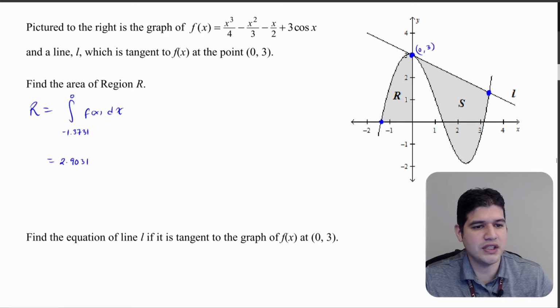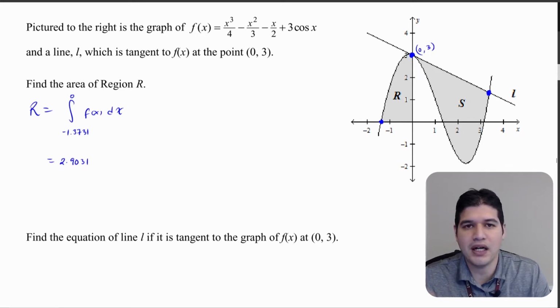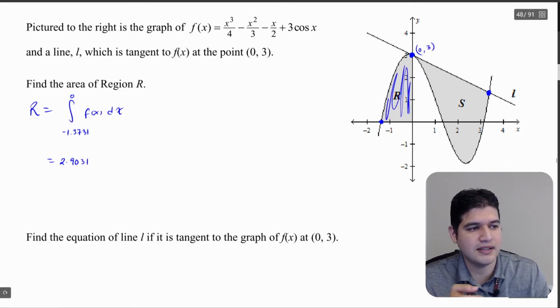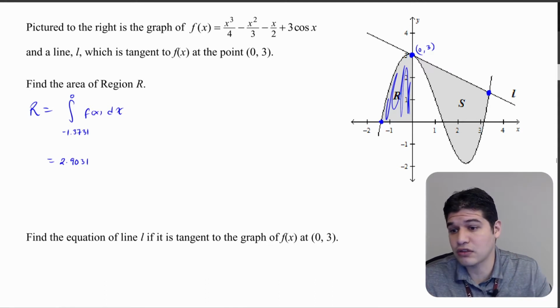So we've found the region R, and it makes sense, right? We have a positive region. It is all above the x-axis. So we seem to have gotten a correct answer.